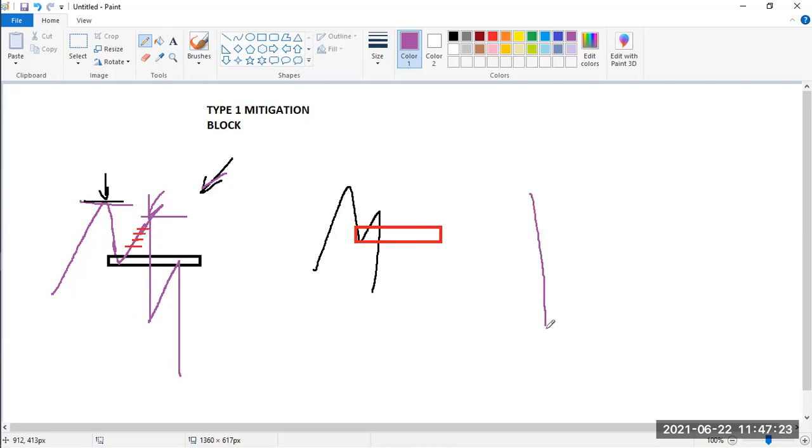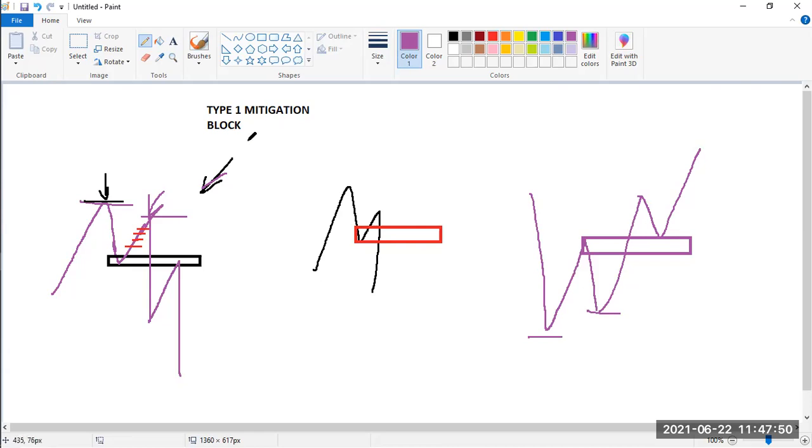Same applies to a bullish mitigation block. They buy here, they want to buy again, but price is too high. So they push price down, then they buy here again, then price breaks structure. And this is our new mitigation block. Then price will come back, they buy, they close their loss, mitigate this sell at break even, then price goes up. That's what you call a mitigation block.